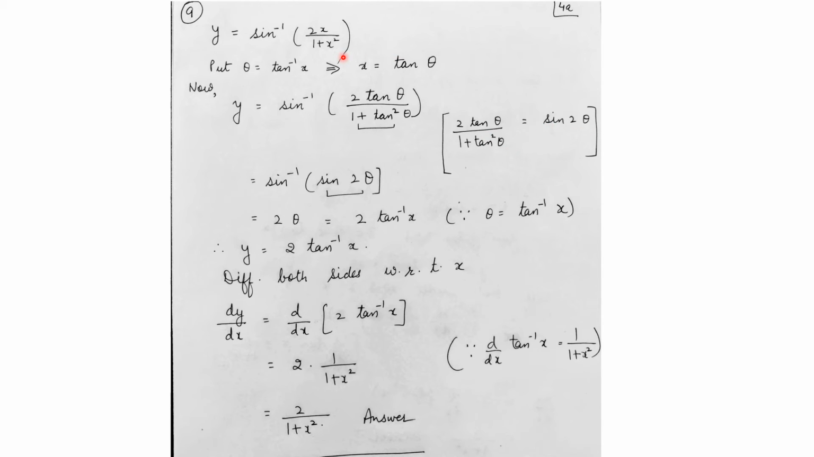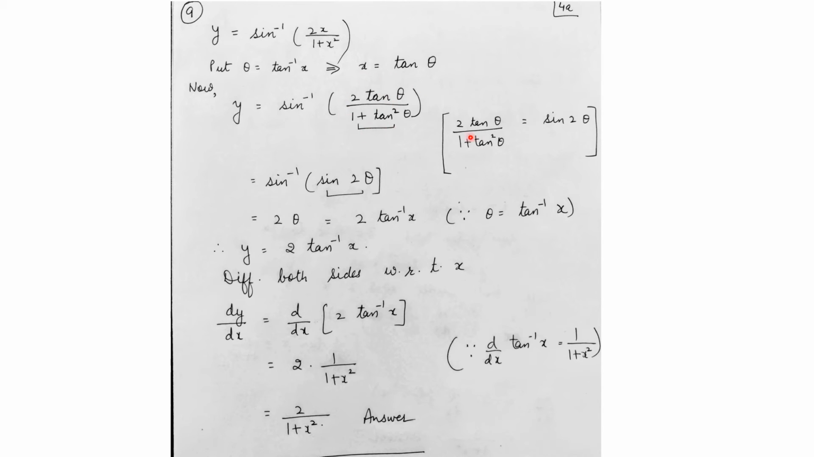See, when you look at the question, you are getting here 2x whole upon 1 plus x square. This should give you the idea that you have to put x is equal to tan theta, because we have a formula which states that 2 tan theta upon 1 plus tan square theta is equal to sin 2 theta. That is the reason why we put x is equal to tan theta in the beginning.